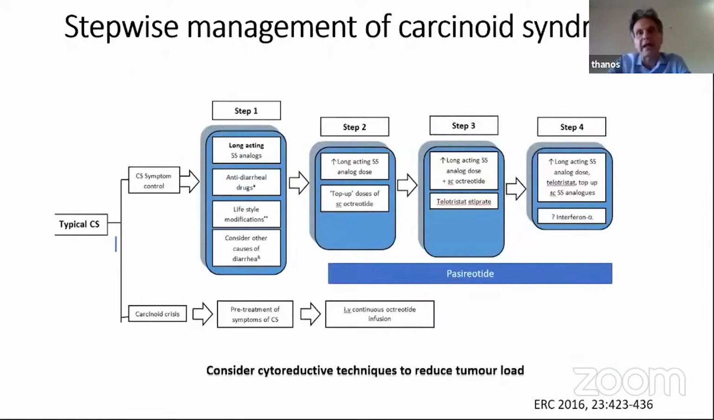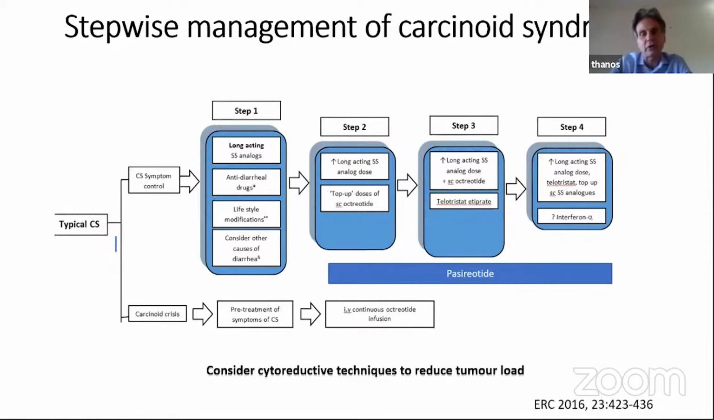So although no guidelines exist, in 2016 we tried to put together an algorithm for how to deal with patients who have carcinoid syndrome not responding to conventional treatment. Of course, as I mentioned, somatostatin analogs are the first drug of choice, but we have to take into consideration all the other things that I just mentioned to you. Then we can increase either the doses of somatostatin analogs and use top-up doses of subcutaneous octreotide. And of course, administer telotristat, which is also quite efficacious.